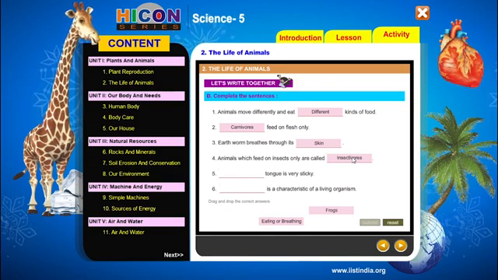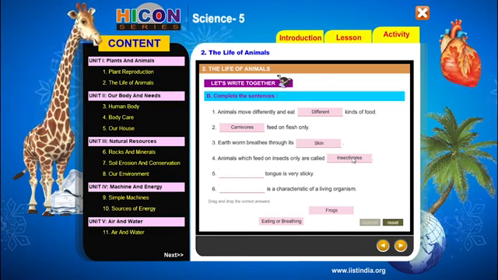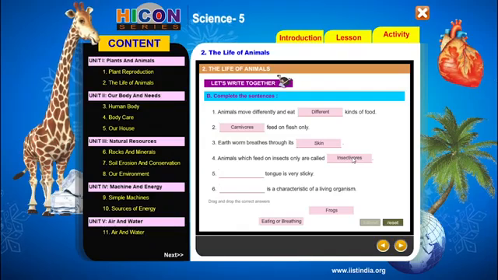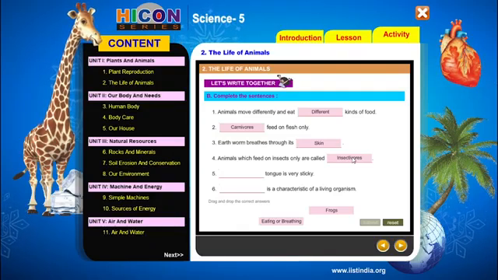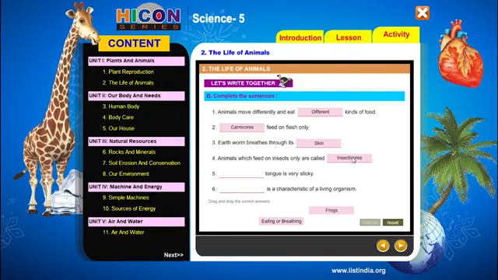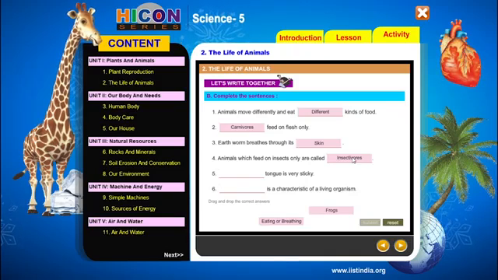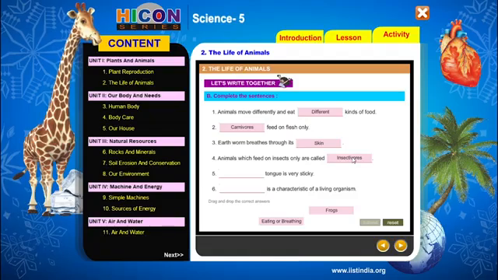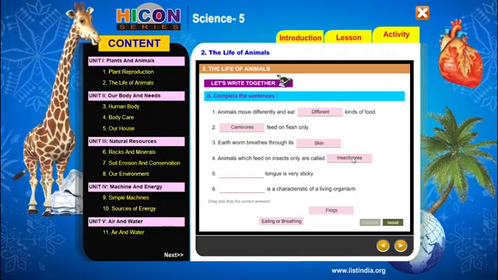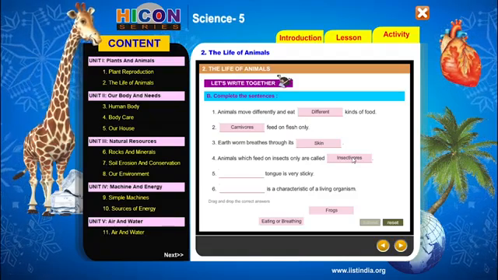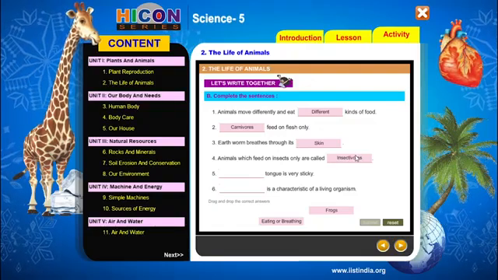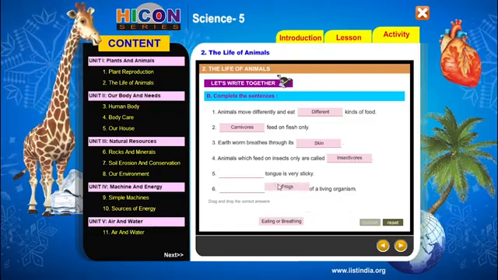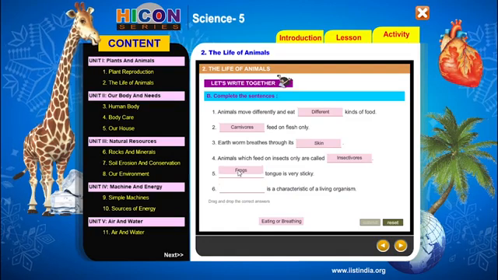So, children, see the fifth sentence. Dash tongue is very sticky. So, for which animal is the tongue very sticky? So, which animal catches its prey with its tongue? So, children, remember which animal. We have already discussed this animal in question and answers. So, which animal catches its prey with its tongue? Very good, frog. So, the answer for the fifth sentence is frog. So, put the word frog for the fifth sentence.